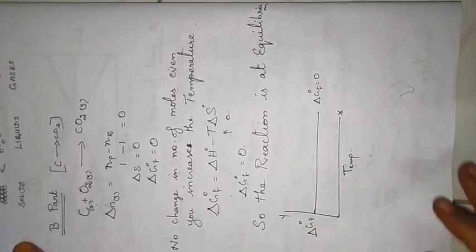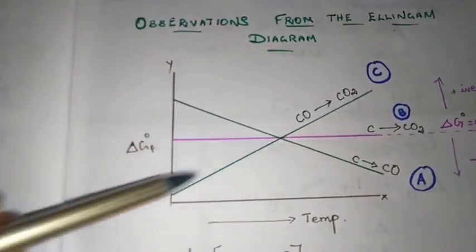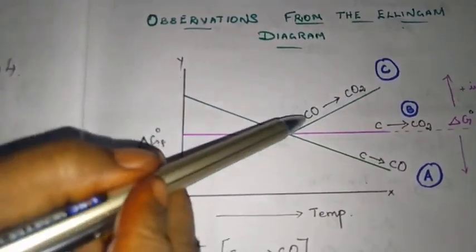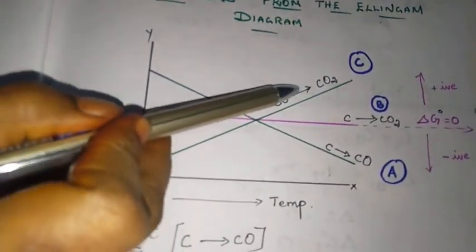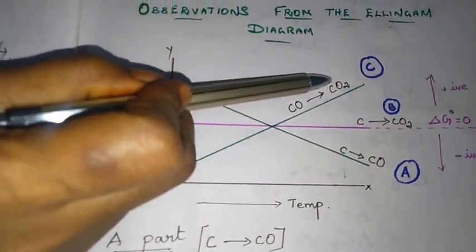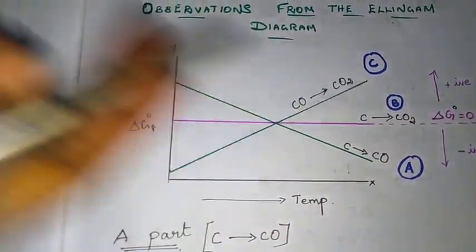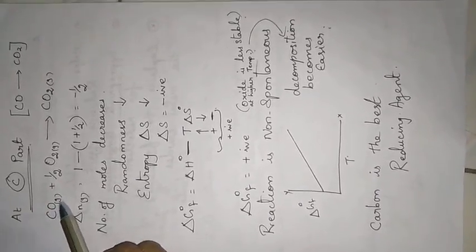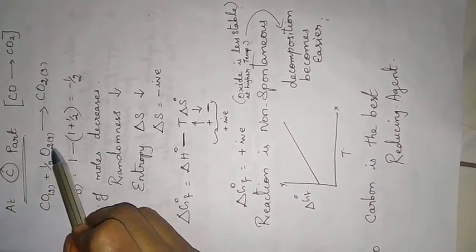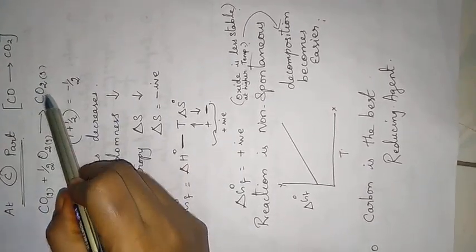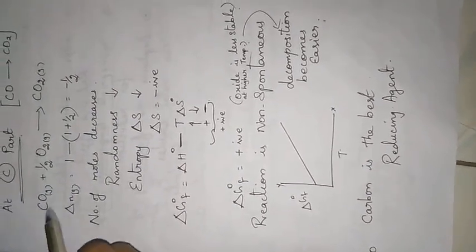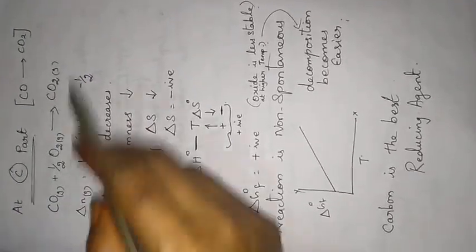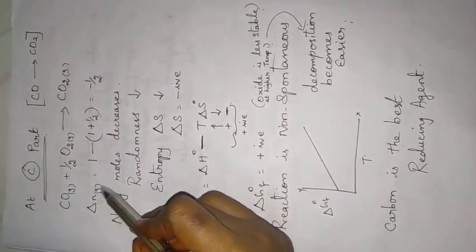And consider the C part. Which graph is the C part graph? This one. Carbon monoxide consumes oxygen and converts into carbon dioxide. Let us consider this. Carbon monoxide is a gaseous molecule, and oxygen is also a gaseous molecule. The product is carbon dioxide. See, in this C part, all three are gaseous molecules. So you have to consider all three for calculating the delta Ng.